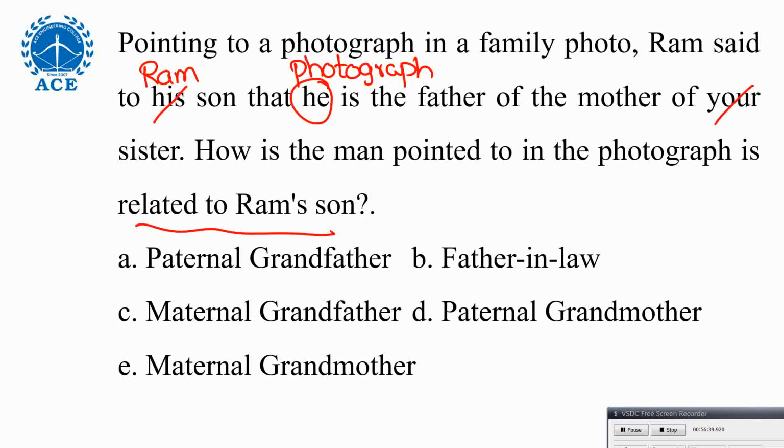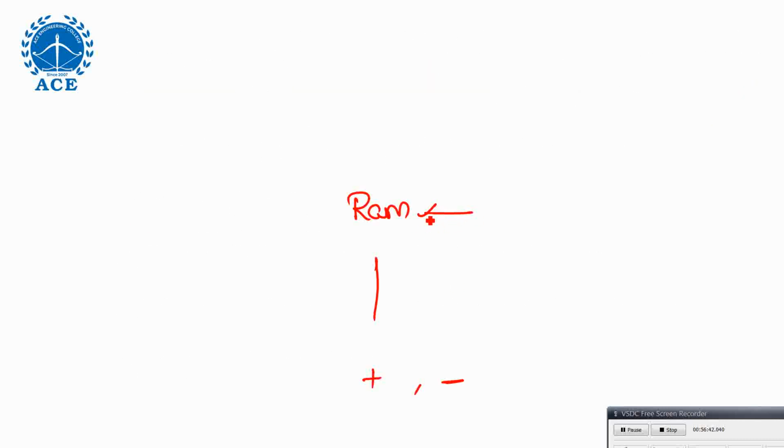So, Ram's son's sister's mother's father. This person is the photograph guy, and this person is Ram's son.